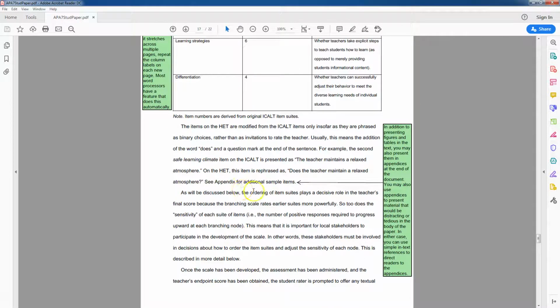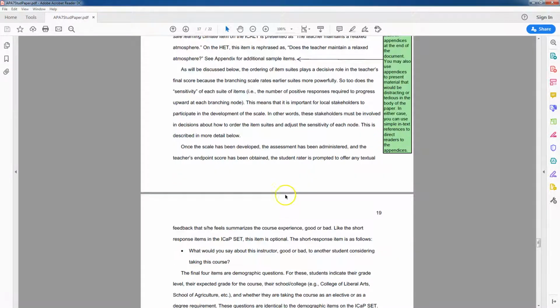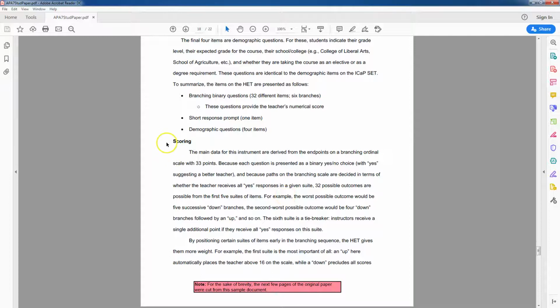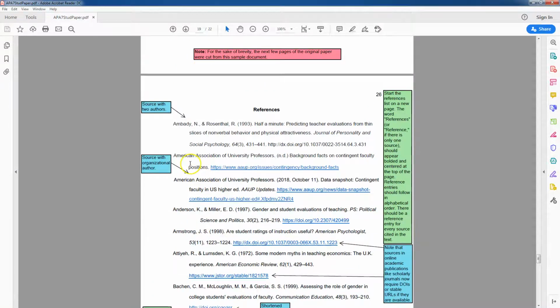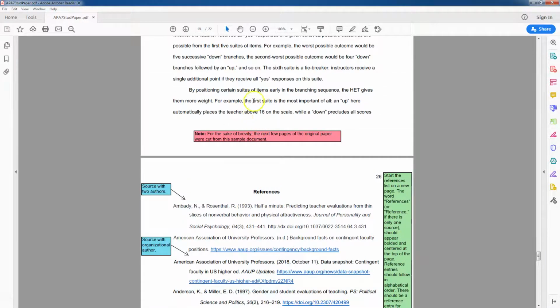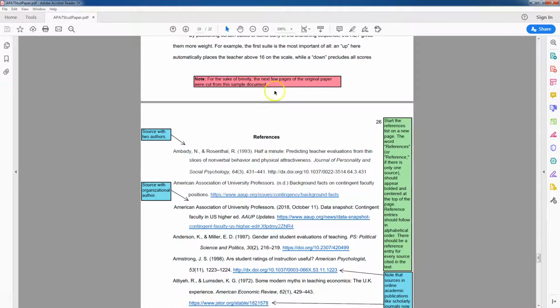Notice the appendix for additional sample items. Paragraph, heading, use of bullet points. Okay, let's look at the reference. So here we are. You'll notice that the word References is on a page of its own. It's not included in the previous page with the conclusion in it. It is here with a bold level 1 heading.